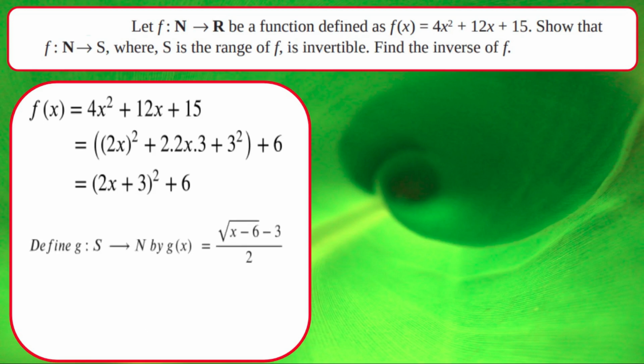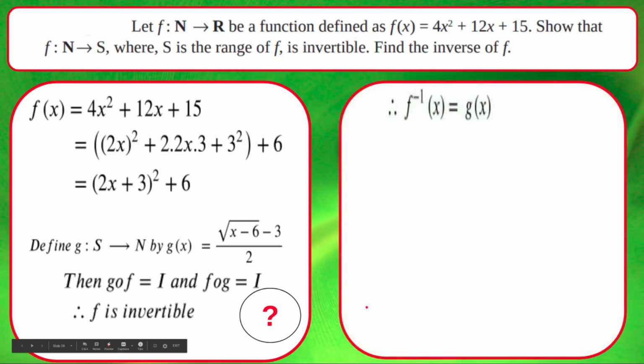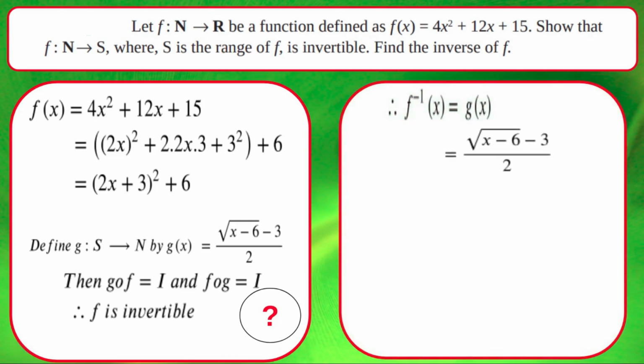G is g from S to N by g of x equal to root of x minus 6, minus 3, by 2. This is check. Okay. Then composition g composition f and f composition g are the identity function, and clearly it is invertible, and f inverse of x equal to g of x, that is root of x minus 6 minus 3 by 2. This problem is complete.